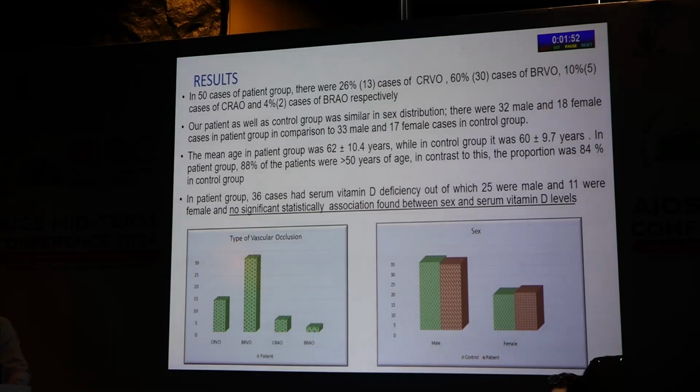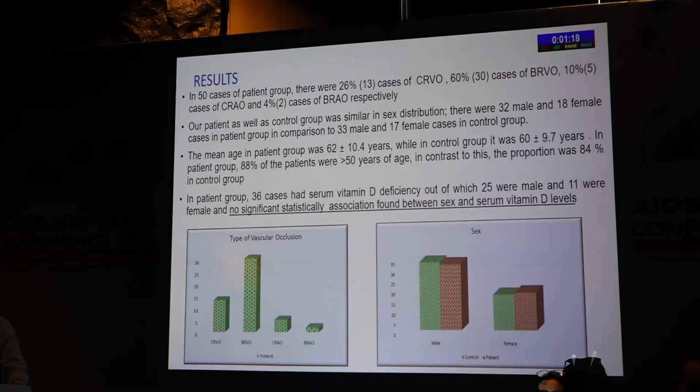This was the result in 50 cases of patients. There were 30 cases of CRVO, 30 cases of BRVO and 2 cases of BRAO respectively. In age and sex matching, there were 32 males and 18 females in the patient group as compared to 33 males and 17 in the control group. The mean age of our patient was 62 in the control group and 16 in the patient group. In the patient group, 36 had serum vitamin D deficiency, out of which 20 were male and 11 were female.